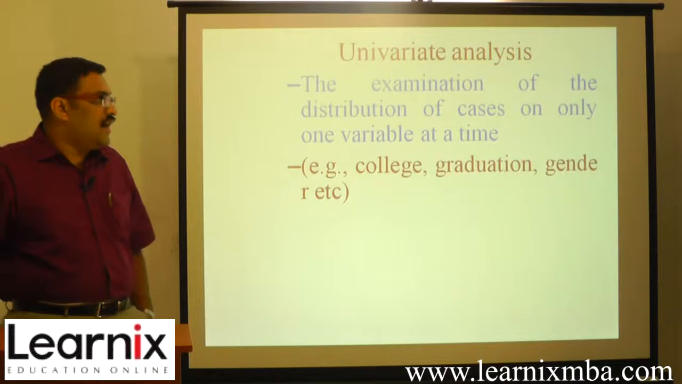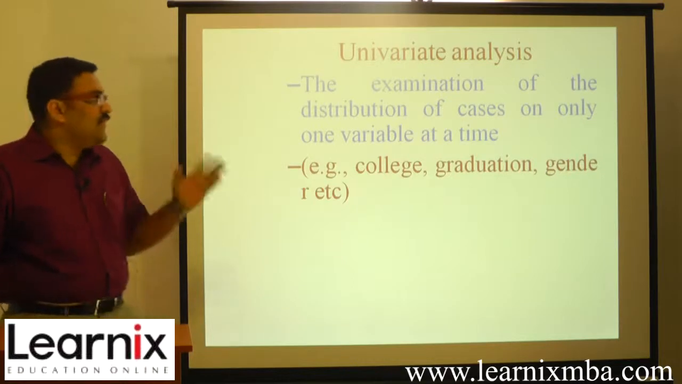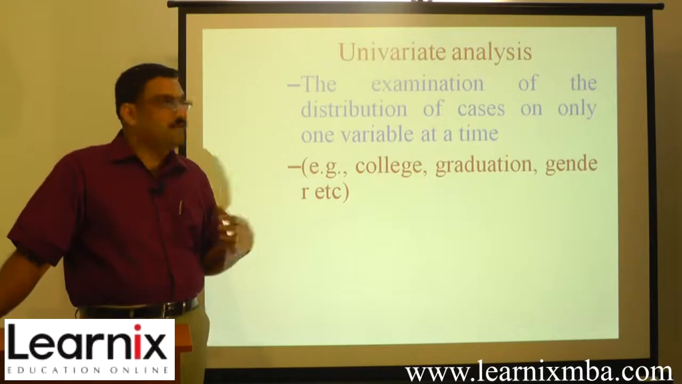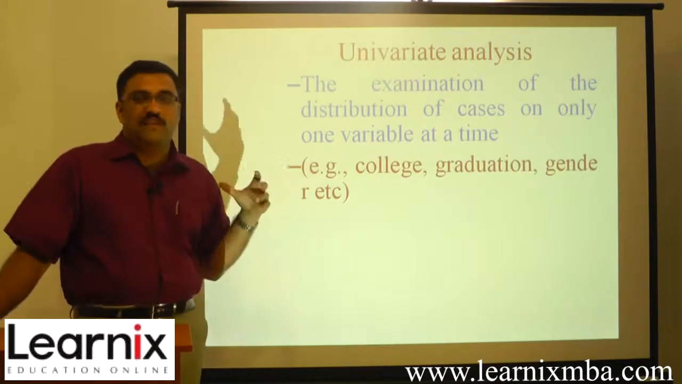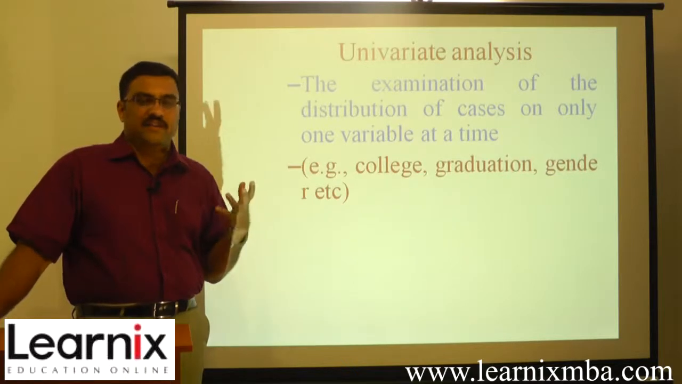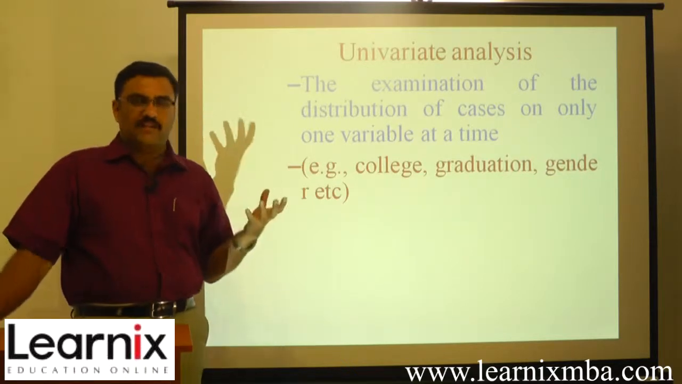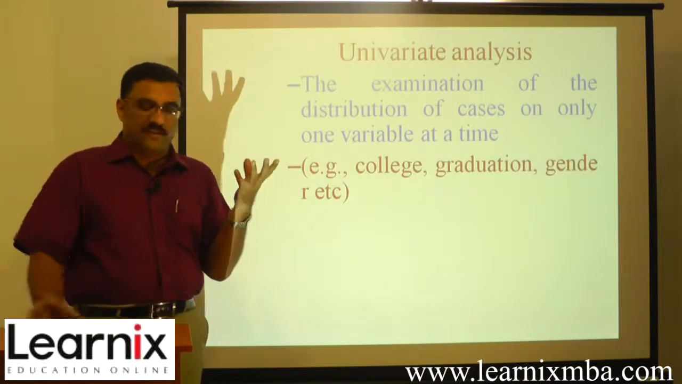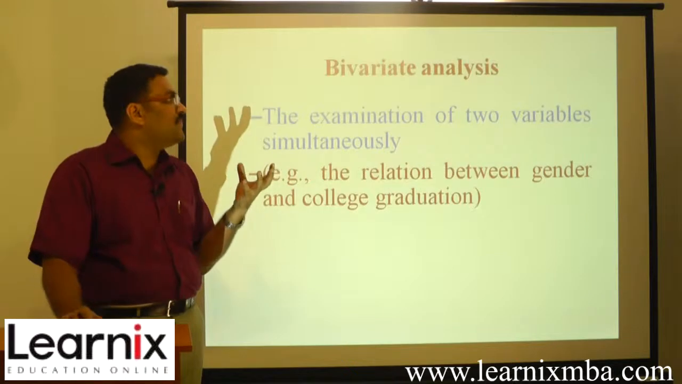That means, say, college graduate. While doing the analysis, we may be taking a single variable into account. If we want to just study the college, we may be discussing how many branches are there in that college, how many departments are there. So a single variable alone is what we'll be taking and trying to analyze. This is called univariate analysis.